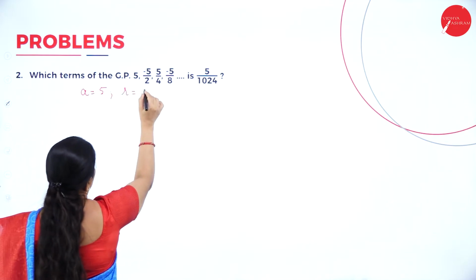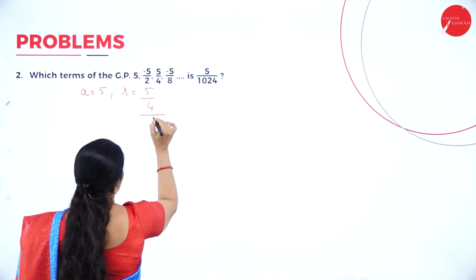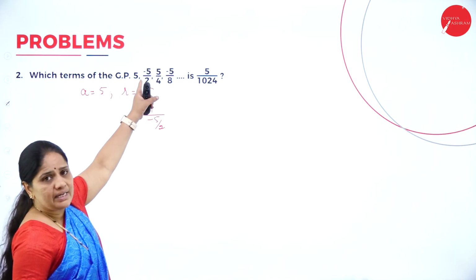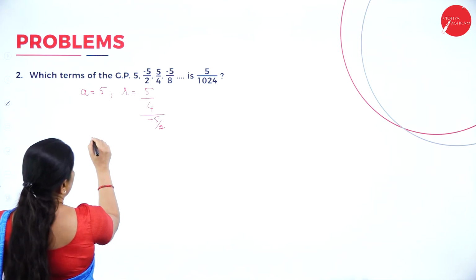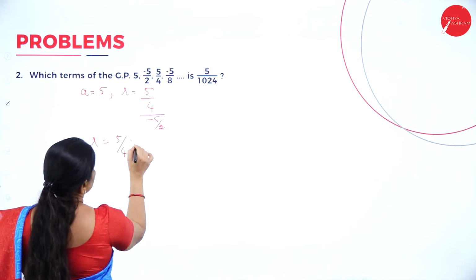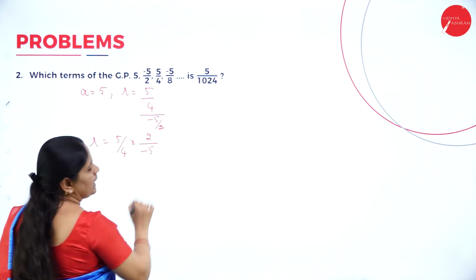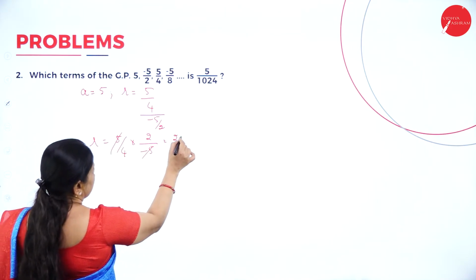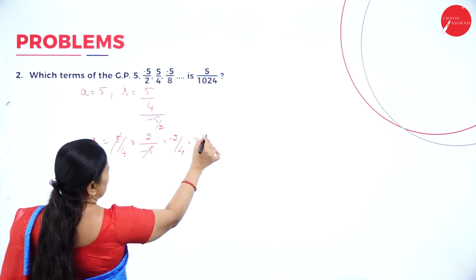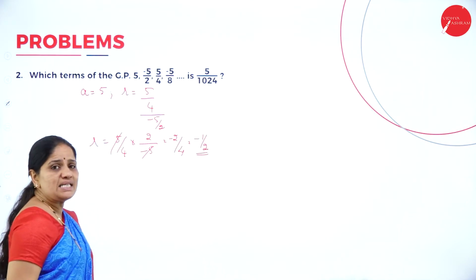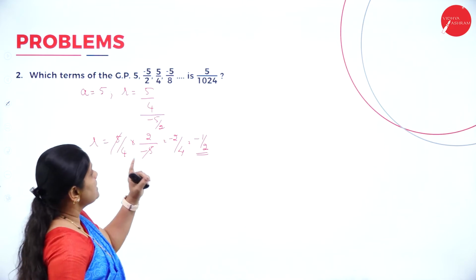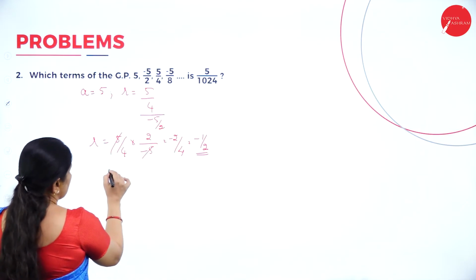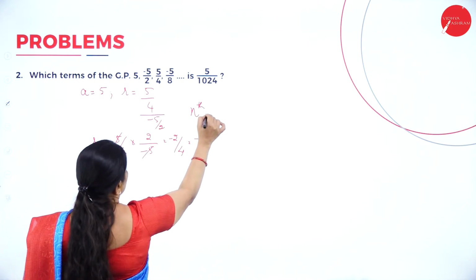So R will be equal to 5 by 4 whole over minus 5 by 2, so any number divided by the previous number. So R will be equal to 5 by 4 into 2 by minus 5. So 5 and 5 get cancelled. So this will be minus 2 by 4, or R is equal to minus half. So R equals minus half. Then we have to find the n value. So n term I don't know.